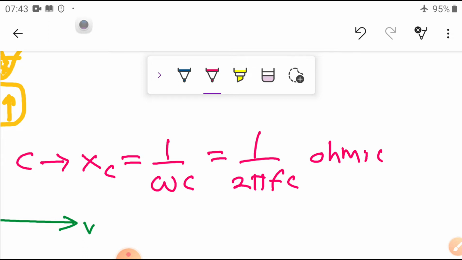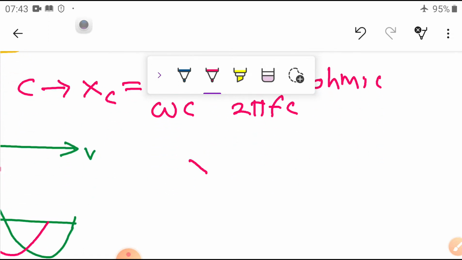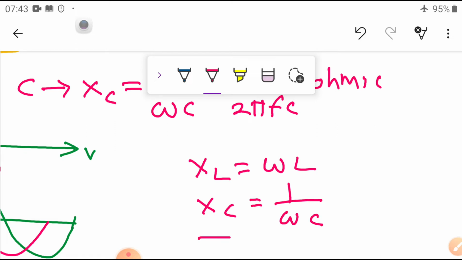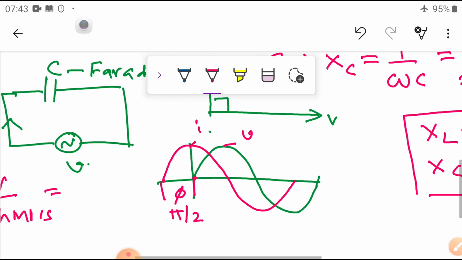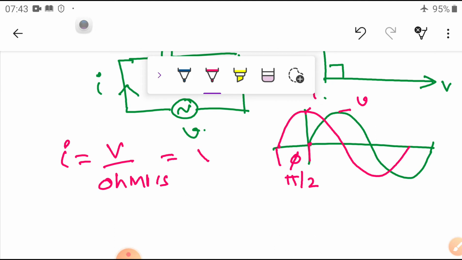Okay. So here what we have seen, XL is equal to omega L, XC is equal to 1 by omega C. Dear students, don't confuse. This is an inductive circuit, this is a capacitive circuit. Now this value XC, you are going to substitute. So V by XC will give the current value. Whatever current comes, that is leading by an angle of phi by 2.